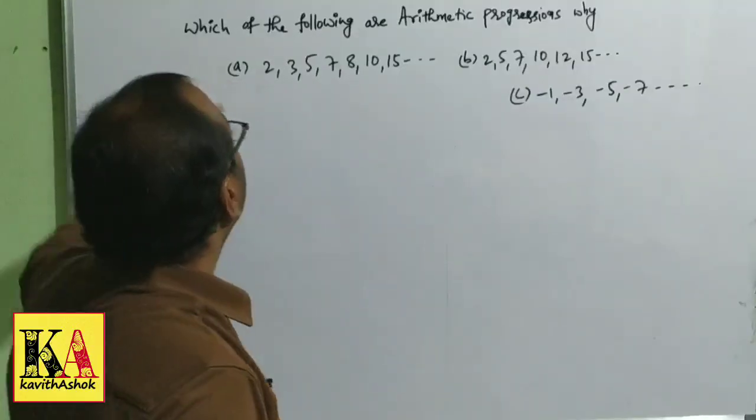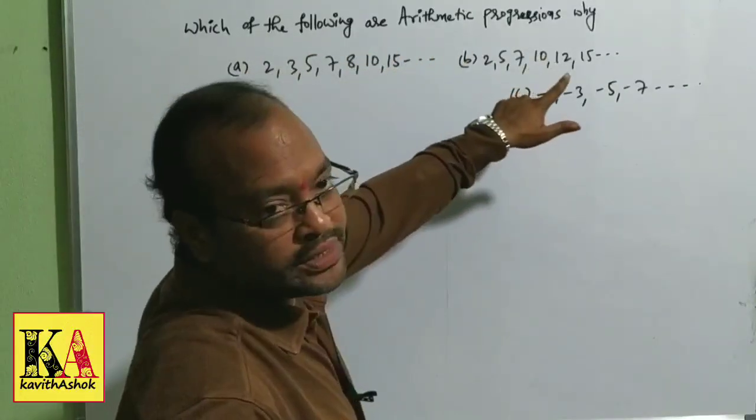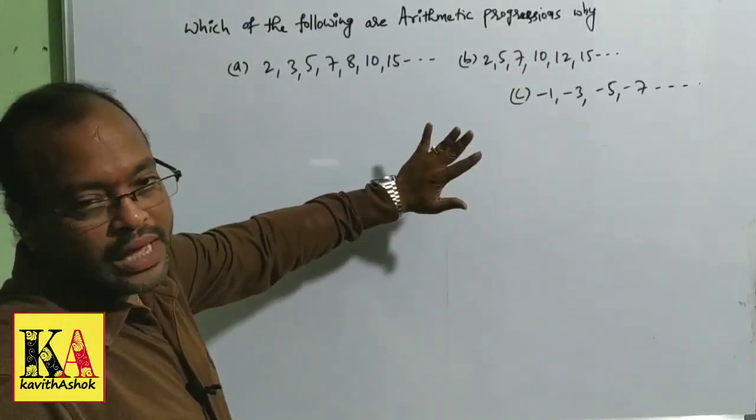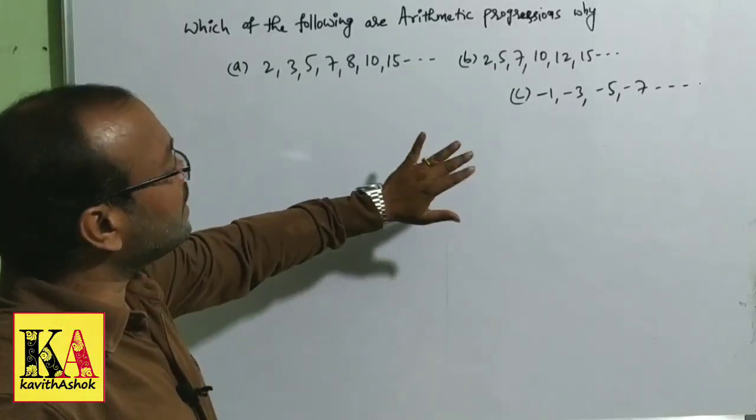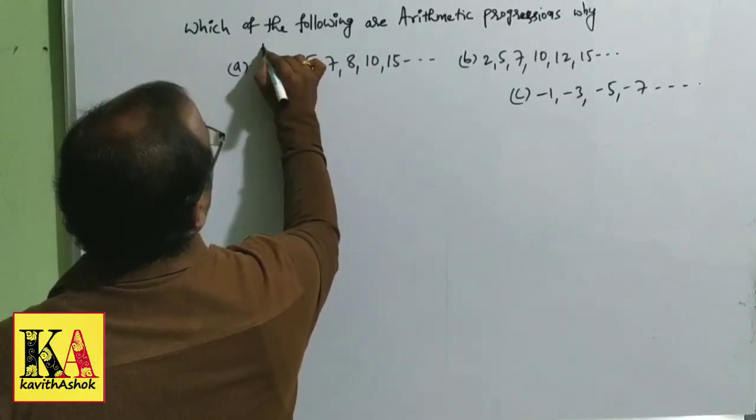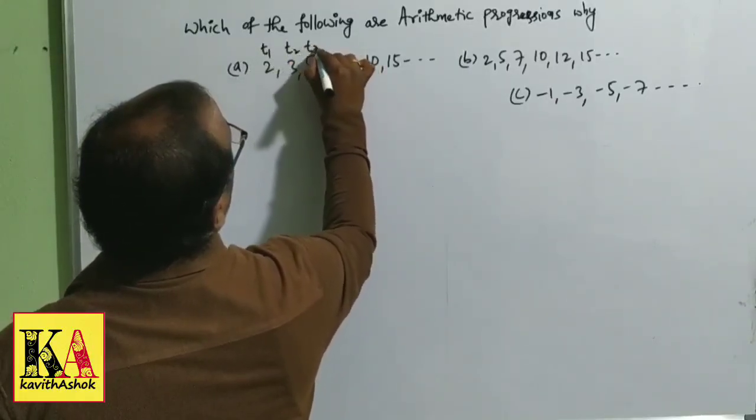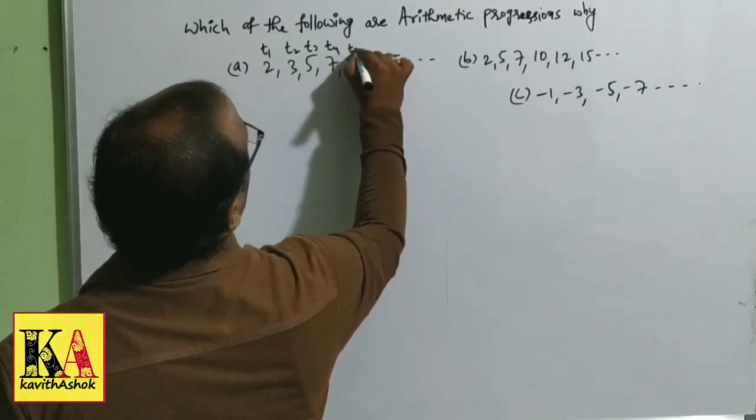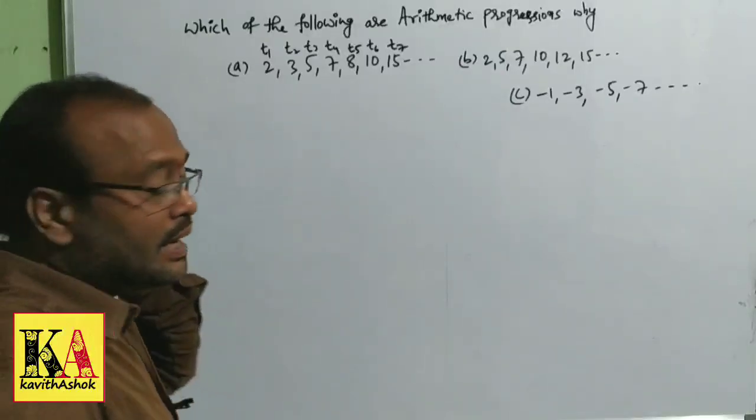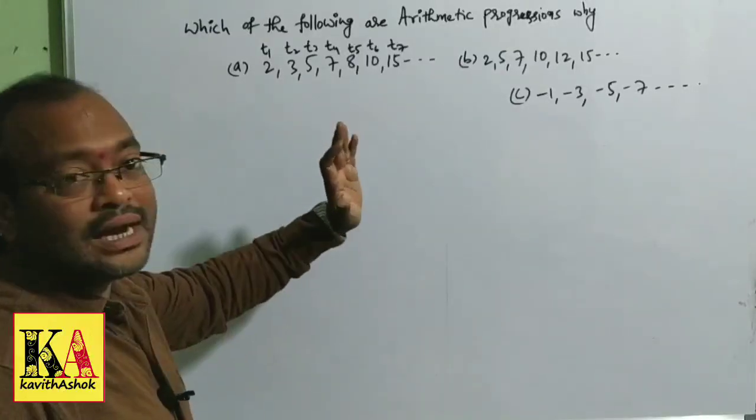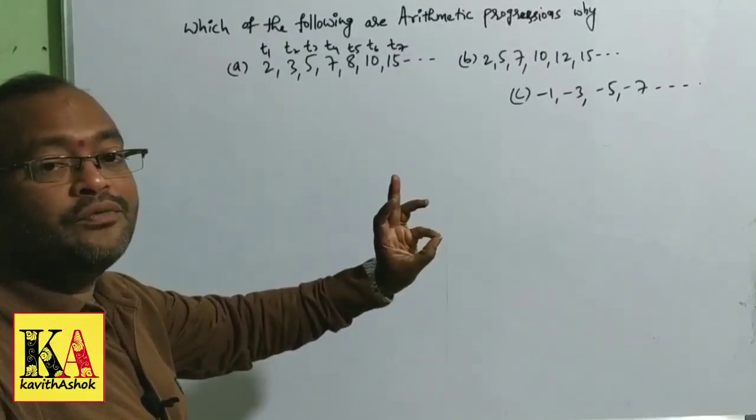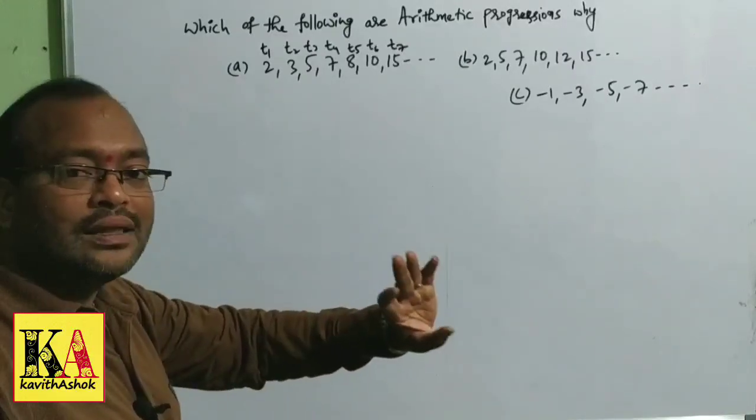Which of the following are arithmetic progressions? That is the question. Three problems are given. We have to check whether these progressions are arithmetic progressions or not. First take the first question: T1, T2, T3, T4, T5, T6 and T7. To verify whether the progression is an arithmetic progression, we have to find the differences. If the common difference is the same, we can say it is an arithmetic progression.